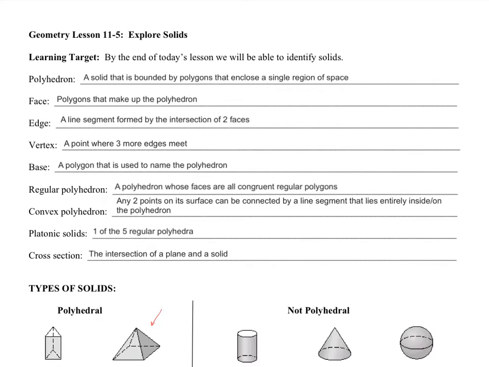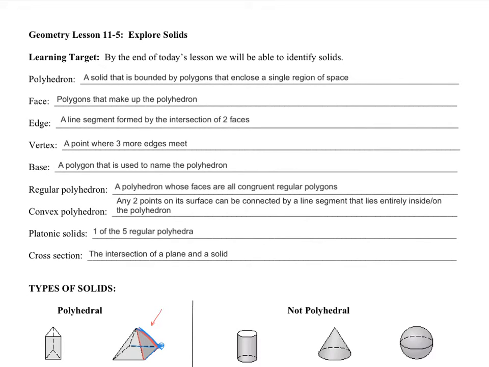If we look at the pyramid down here, this triangle, this one triangle that makes up part of this polyhedron, is considered the face. The edge is a line segment formed by the intersection of two faces, so we call this the edge. And a vertex is a point where three or more edges meet. So we have this edge and this edge, so this would be considered the vertex.